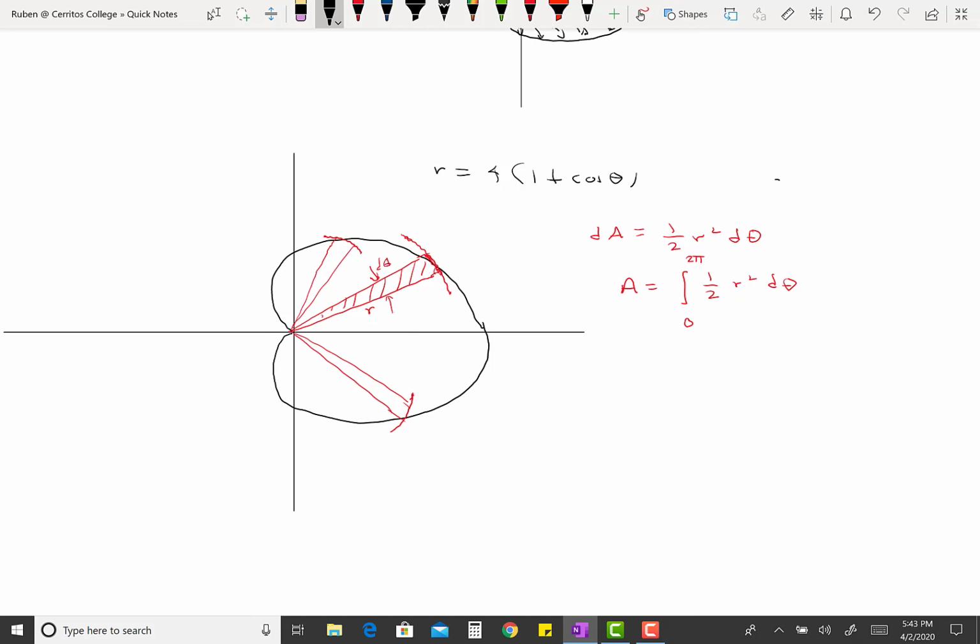So this is the formula for the area of this cardioid, but we can't integrate this yet. We're integrating r squared with respect to a different variable, theta. So we substitute the specific polar function into our integral, and that means we're integrating from 0 to 2 pi 1/2 times 4 times 1 plus cosine theta, squared, d theta.